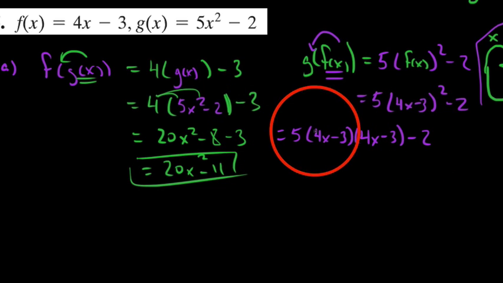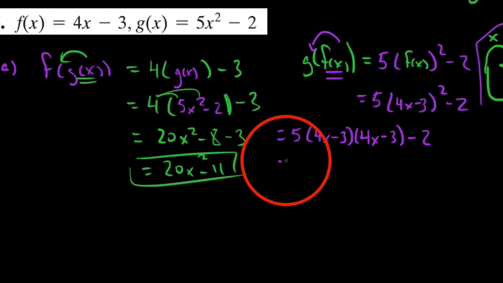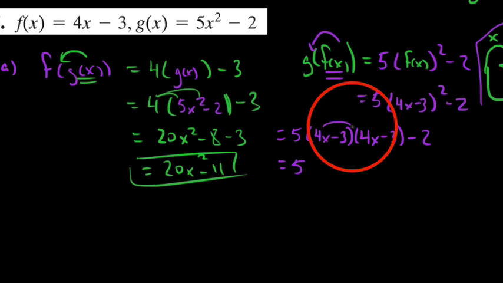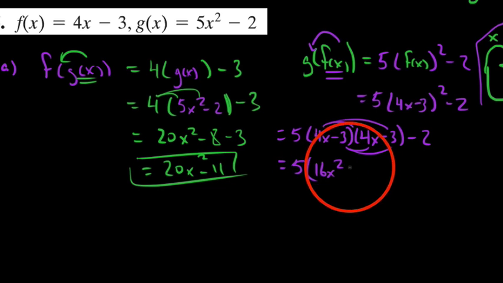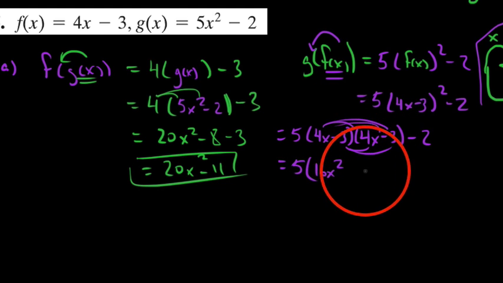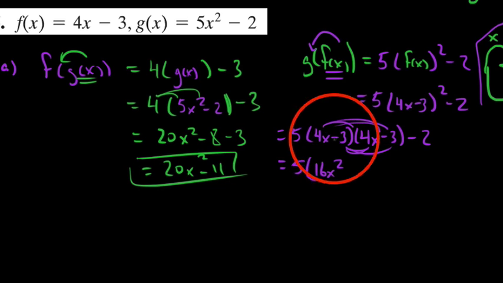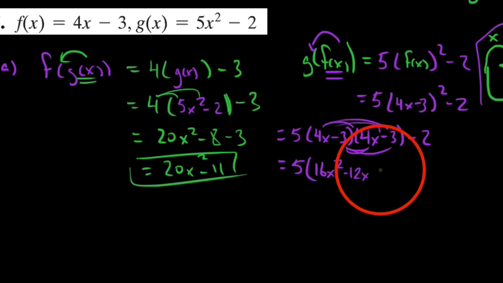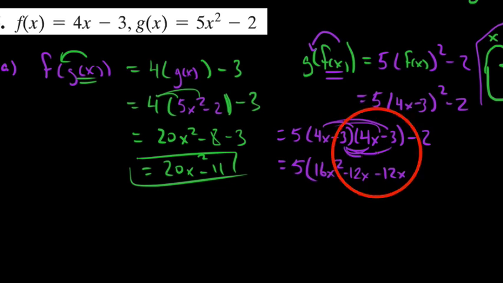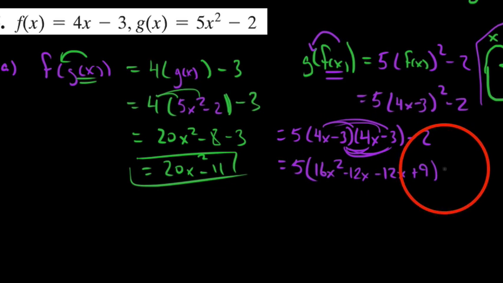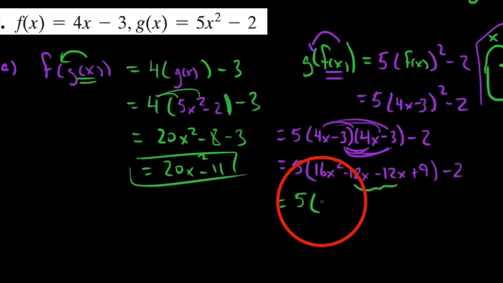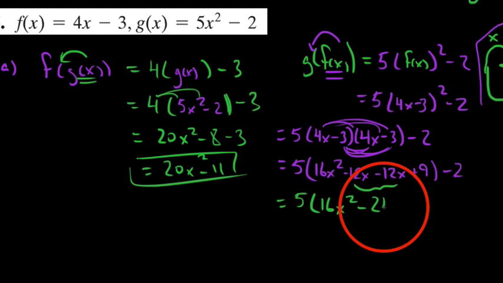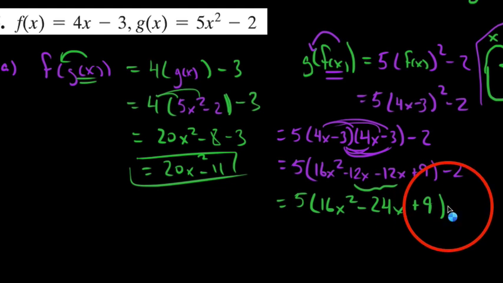So I'm going to do the 5 last. I'm going to FOIL these out and see what I get. 4x times 4x is 16x squared. Then I get minus 12x and minus 12x in the middle, and negative 3 times negative 3 is a positive 9. So I'm going to combine my like terms here. I told you it was a little bit more involved. This is really 16x squared minus 24x plus 9 minus 2.